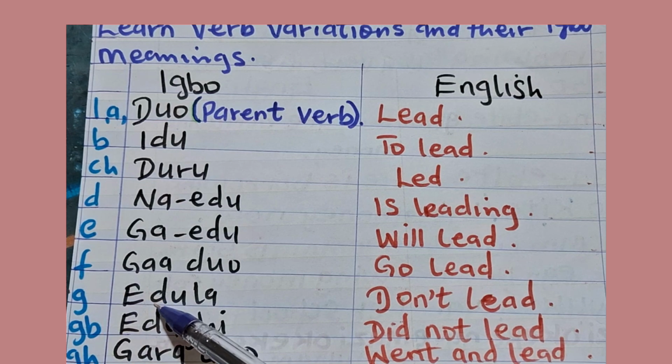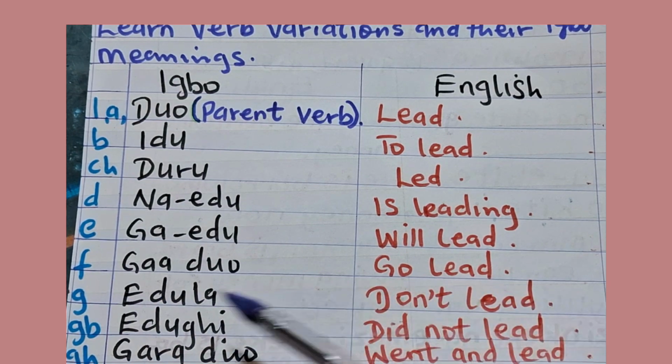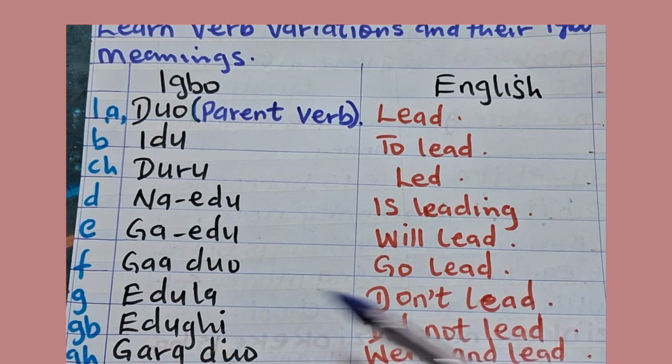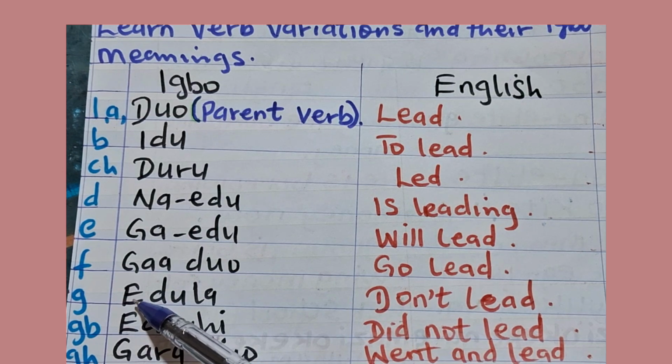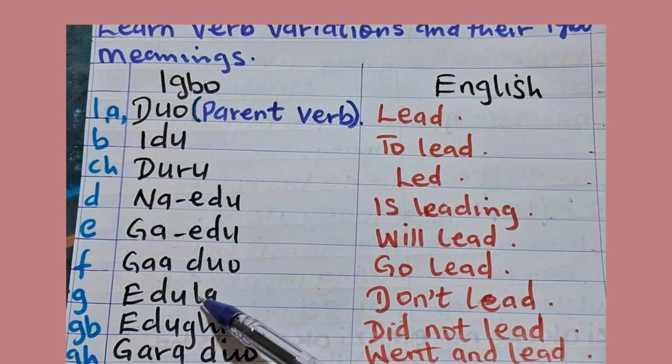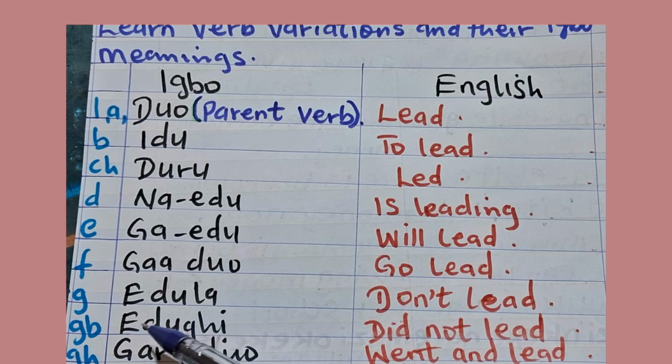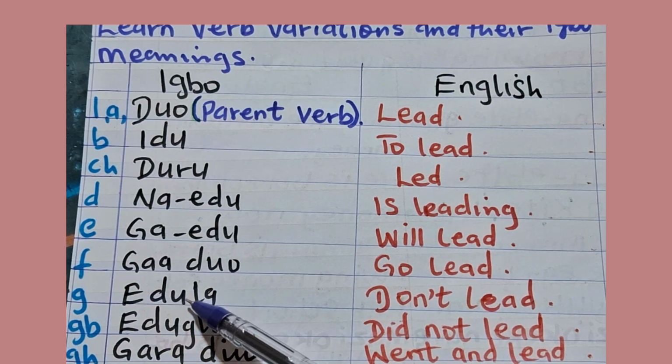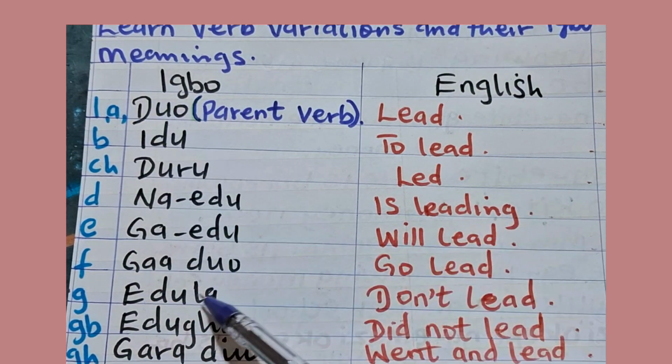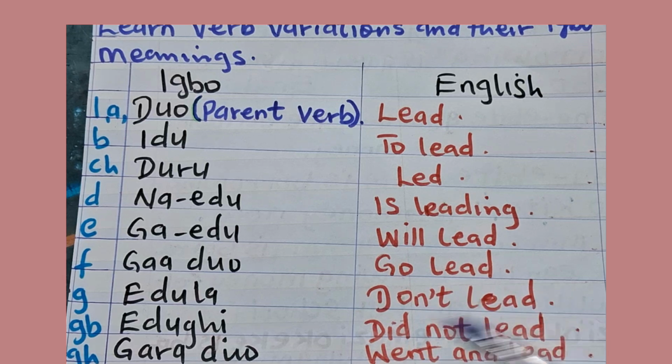Number 7, edula, don't lead. You can see that here we have e as our prefix. We have li and la as our suffixes. So we add them to this duo, it becomes edula, don't lead.